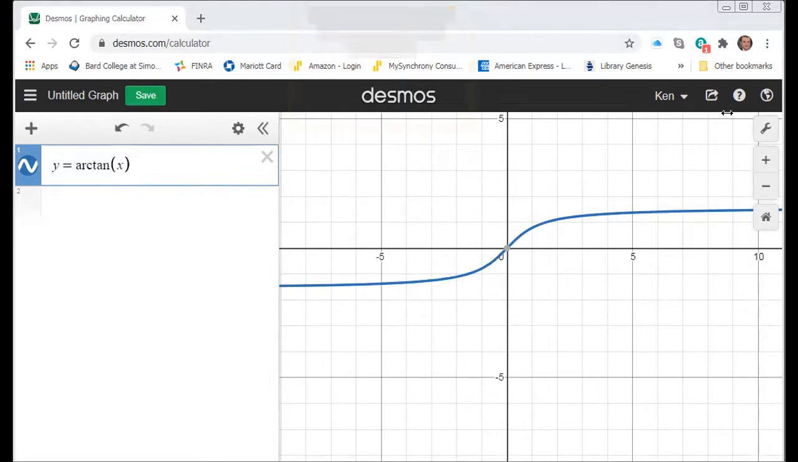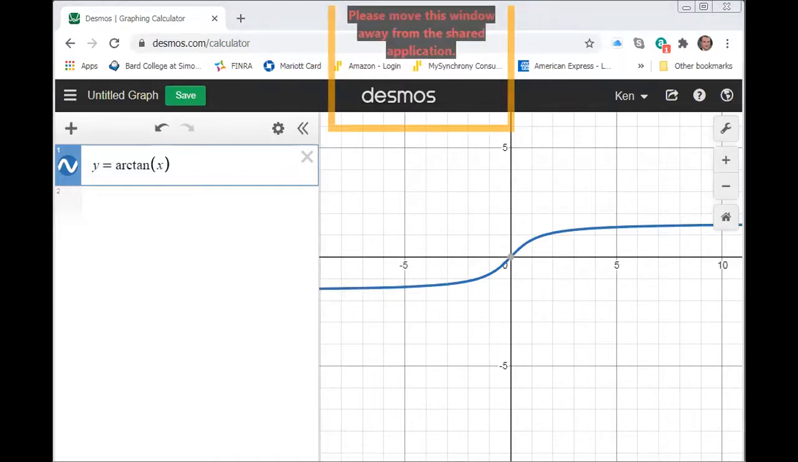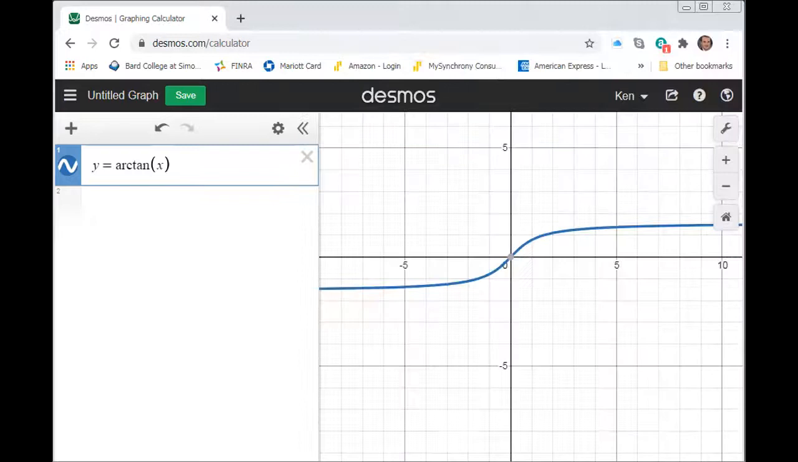Let me get more screen real estate here. I need like 2 or 3 big screens.